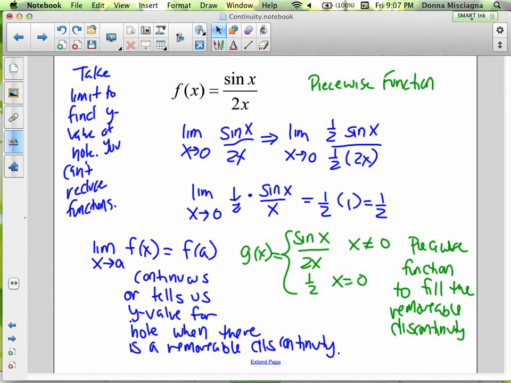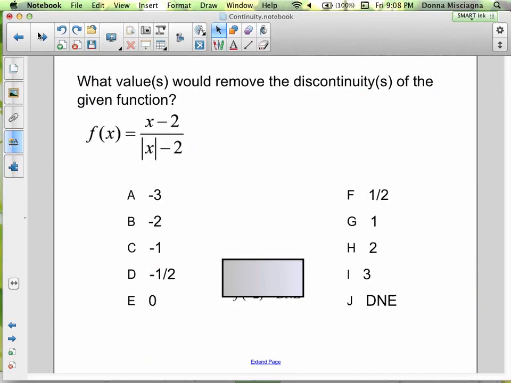Did you get tricked on that one? I think that one was the trickiest one off the bat. You may not realize, hey, take a limit. Or maybe you think this one was the trickiest one. Right, so f of x equals x minus 2 divided by absolute value of x minus 2.